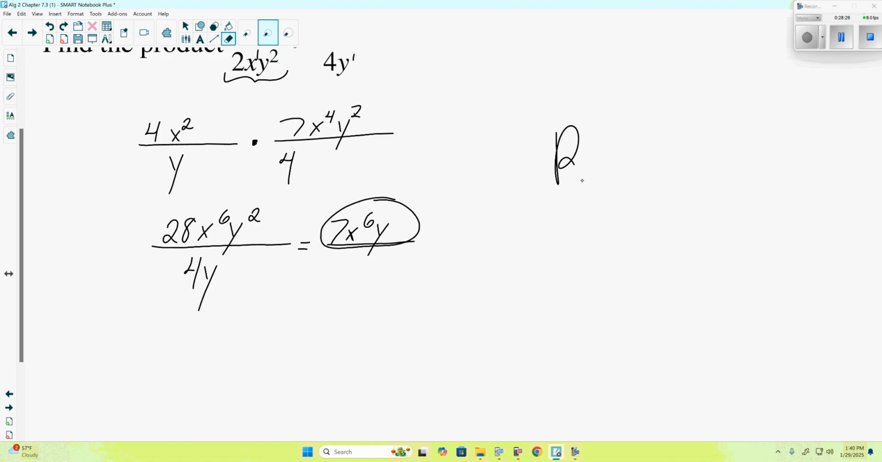Restrictions. This one is kind of nice. Because what were the only 2 things we had in the bottom? x and y, and they're all being multiplied together, yes? Means x cannot be 0 and y cannot be 0. The only thing they can't be is 0. They can be anything else. They just can't be 0.